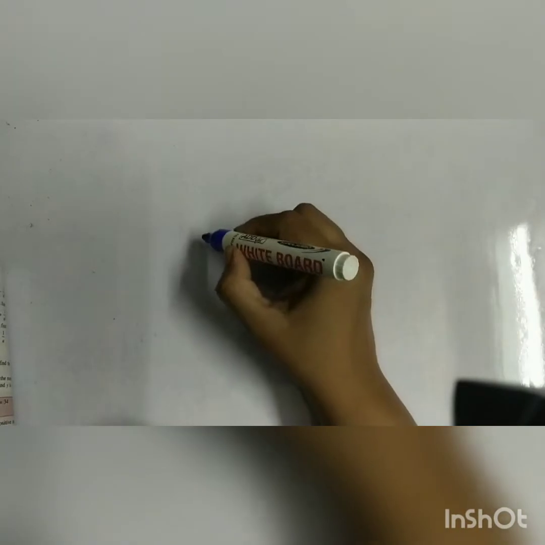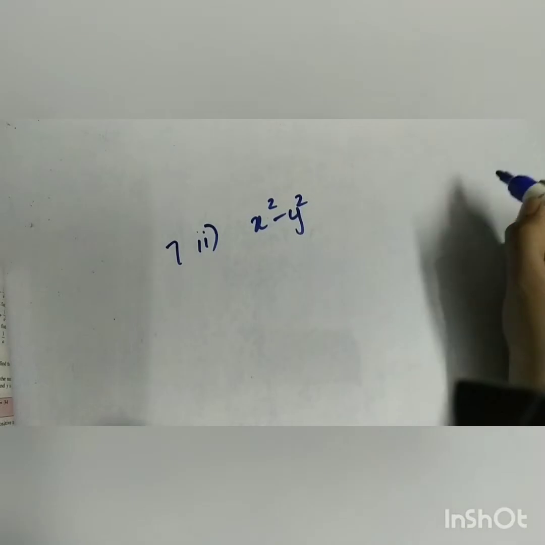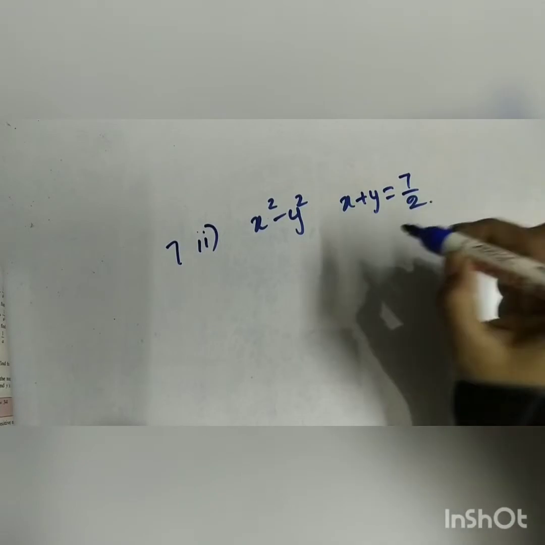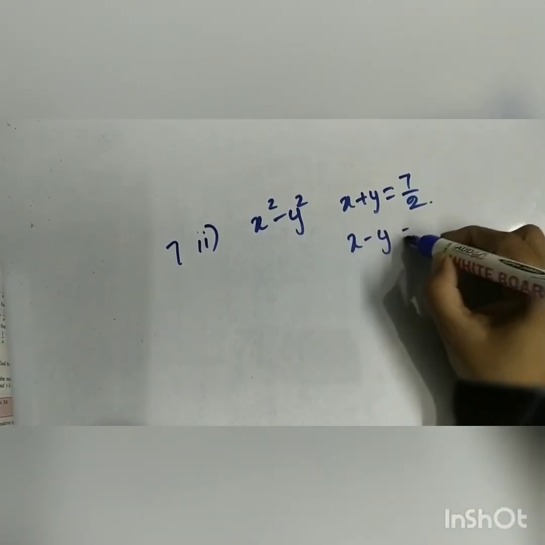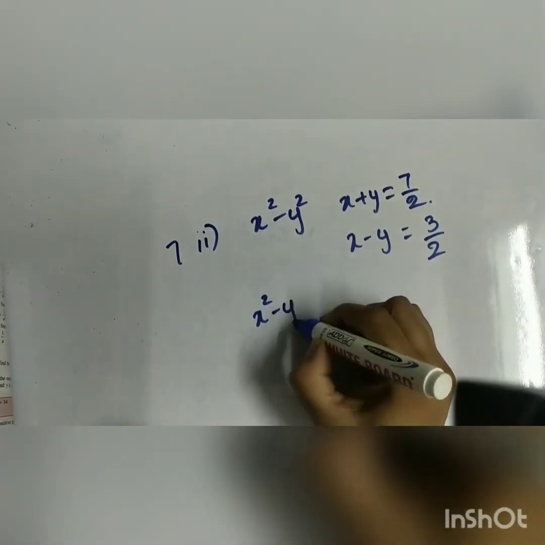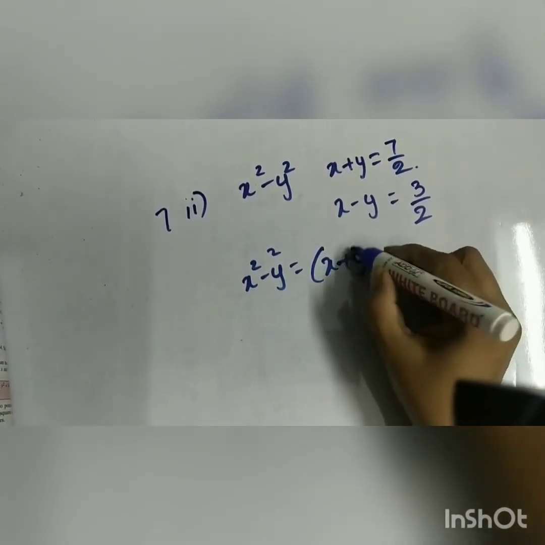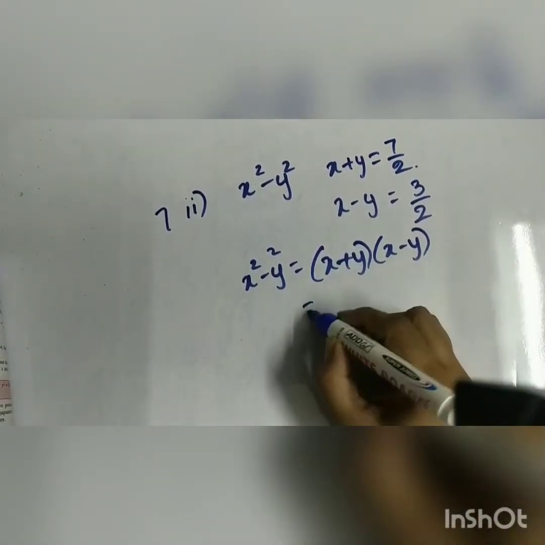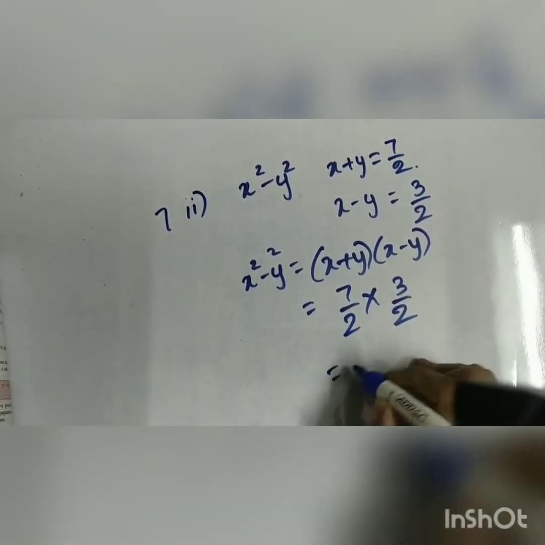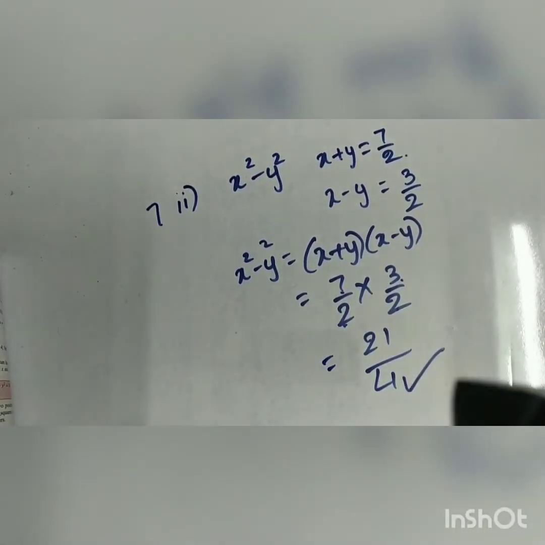Seventh main, second part. We were supposed to find x square minus y square, whereas x plus y value was given as 7 by 2 and we had found x minus y as 3 upon 2. So x square minus y square, this is the identity formula, that is x plus y into x minus y. So we'll just keep this value, 7 by 2 into 3 by 2. The answer I get is 7 3s are 21 and 2 2s are 4. This is the final answer.